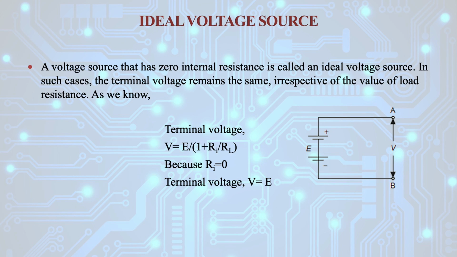Now we have to understand what is the ideal voltage source. A voltage source that has zero internal resistance is called an ideal voltage source. In such cases, the terminal voltage remains the same irrespective of the value of the load resistance. So as we know, the terminal voltage can be written as V equal to E upon 1 plus Ri upon RL. So in case of ideal voltage source, internal resistance is 0. So just put the value of resistance Ri equal to 0. So what will be the terminal voltage? Terminal voltage will be V equal to E. That means terminal voltage is equal to the source voltage.